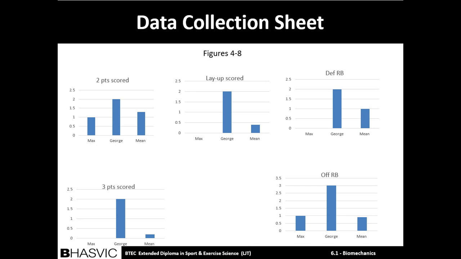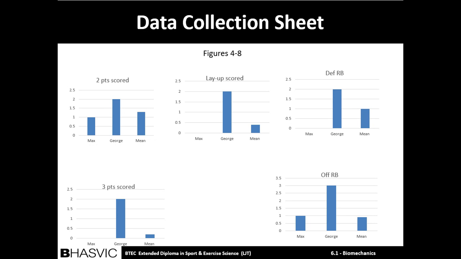This is the data I collected from the video notational analysis I have done. As you can see, I compared two athletes on various skills needed for a small forward in basketball. I have compared Max to George because these are contrasting players, as George is near enough a perfect model of a small forward, whereas Max is not as advanced as George.